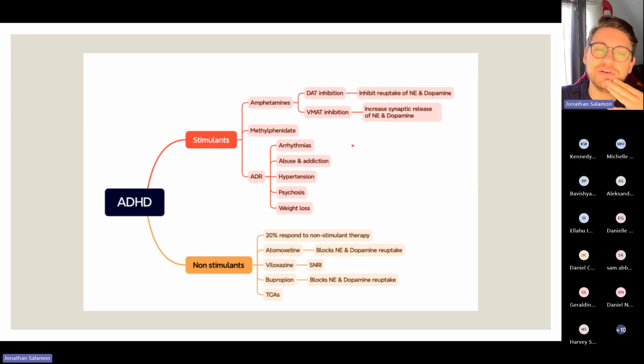As far as ADHD goes, really know the difference between the stimulant drugs and the non-stimulant drugs. Basically, all of them block norepinephrine and dopamine reuptake, but the difference is that your amphetamine drugs also increase the release of norepinephrine and dopamine. That's what makes this a stimulant.